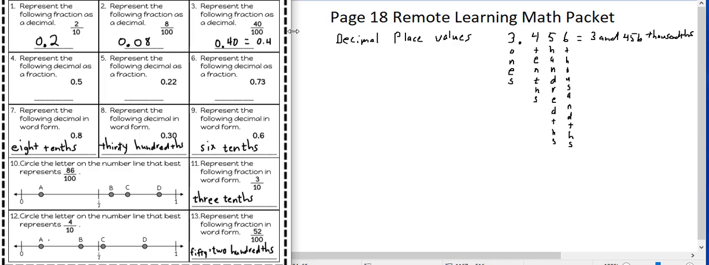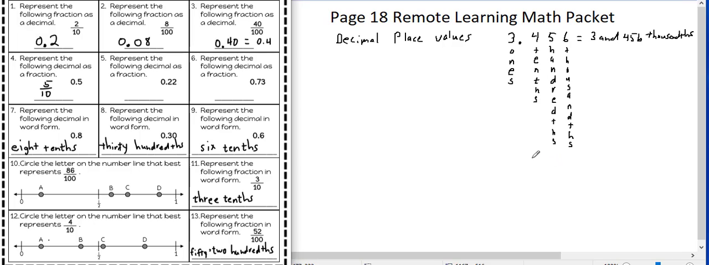Number 4, represent the following decimal as a fraction. Well, here, this is where I like to think, how would we read it? So we're not going to do the 0 and part. So this would be 5 tenths. All right.